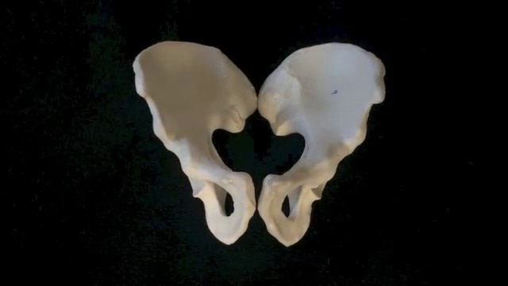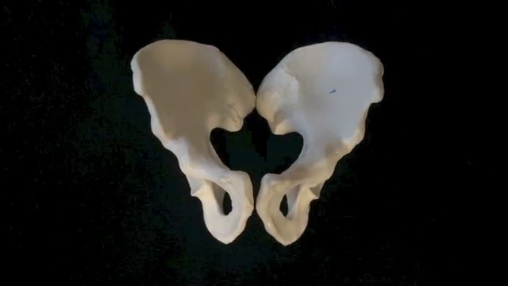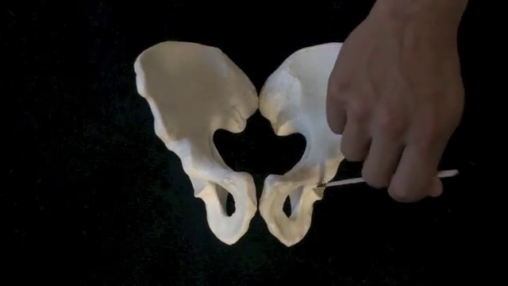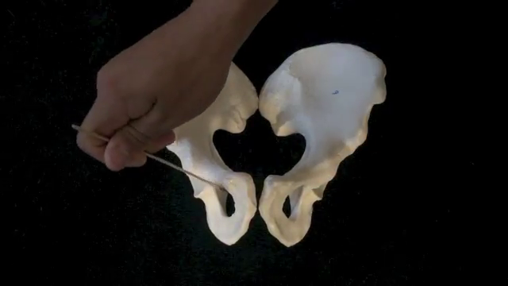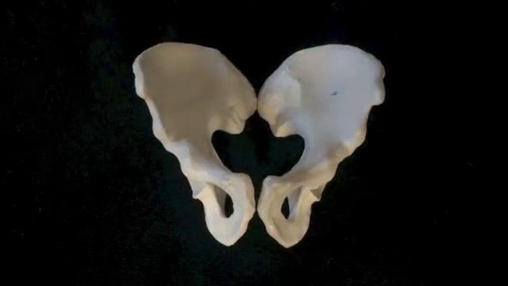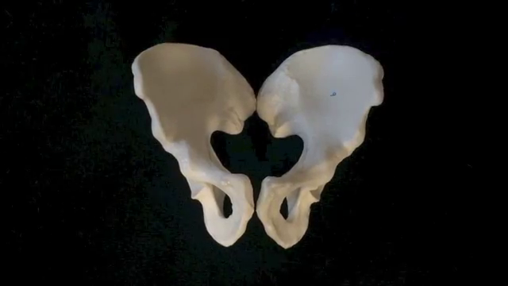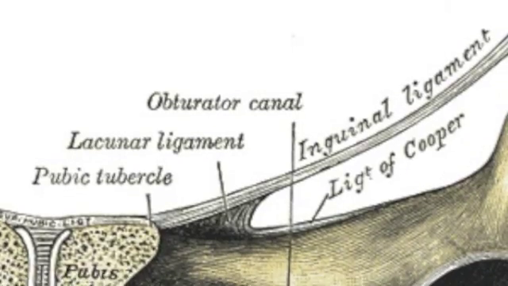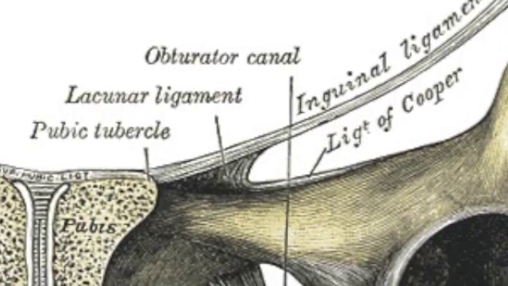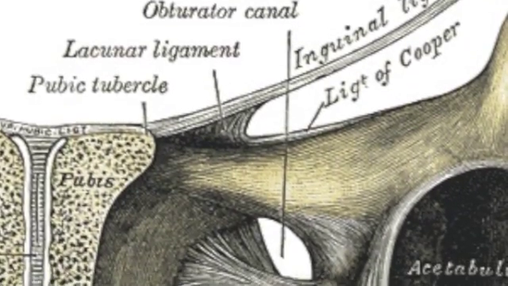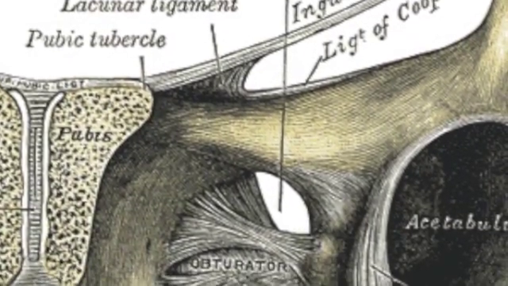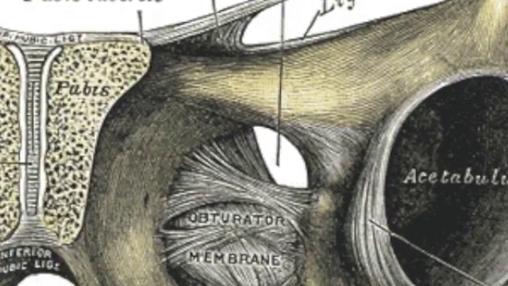The superior ramus of the pubis makes up the superior border of the obturator foramen. And forms the superior border of the obturator canal. The obturator canal is the only opening of the obturator foramen not covered by a membrane, allowing passage of the obturator vein, artery, and nerve.